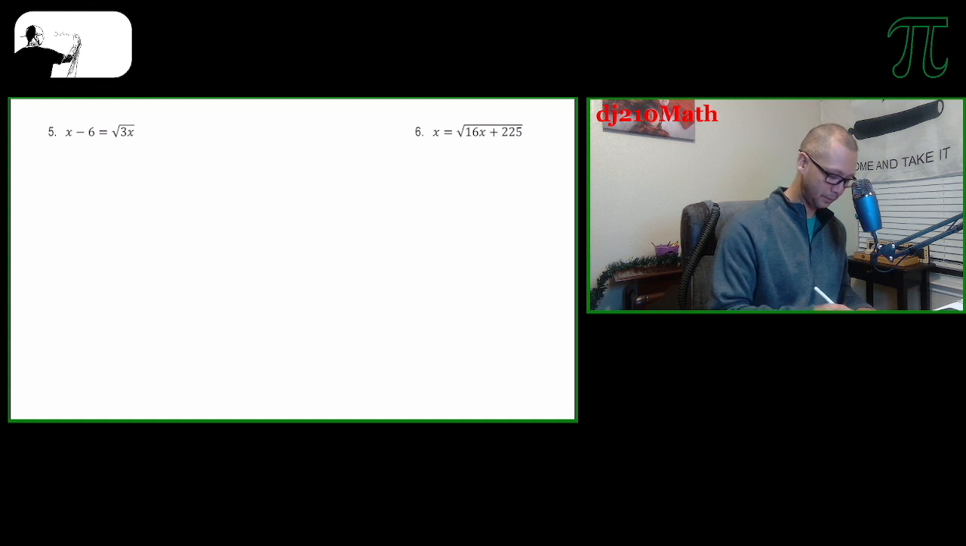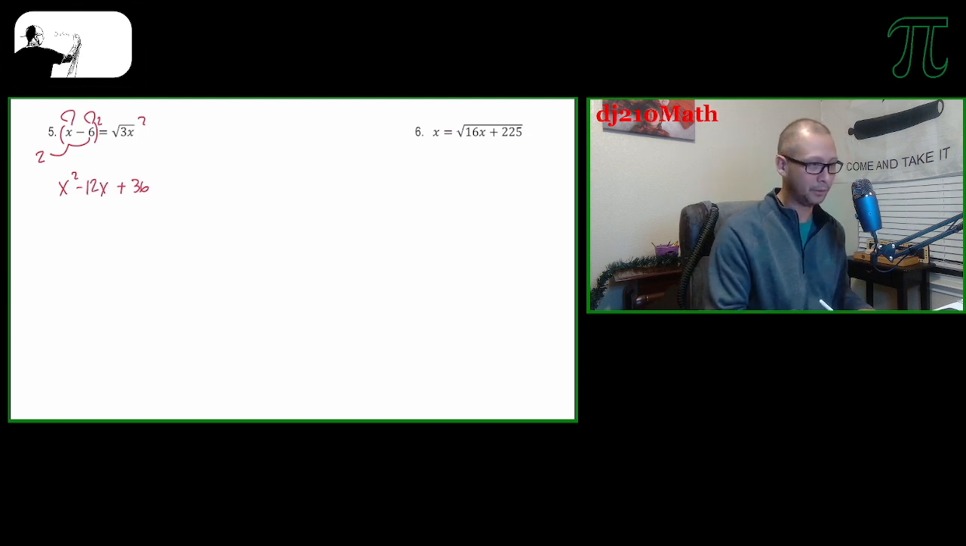All right, so here it gets interesting. Square both sides. So this is going to be x times x, x squared. Negative 6 times negative 6 is positive 36. Then 2 times x times negative 6, negative 12x.